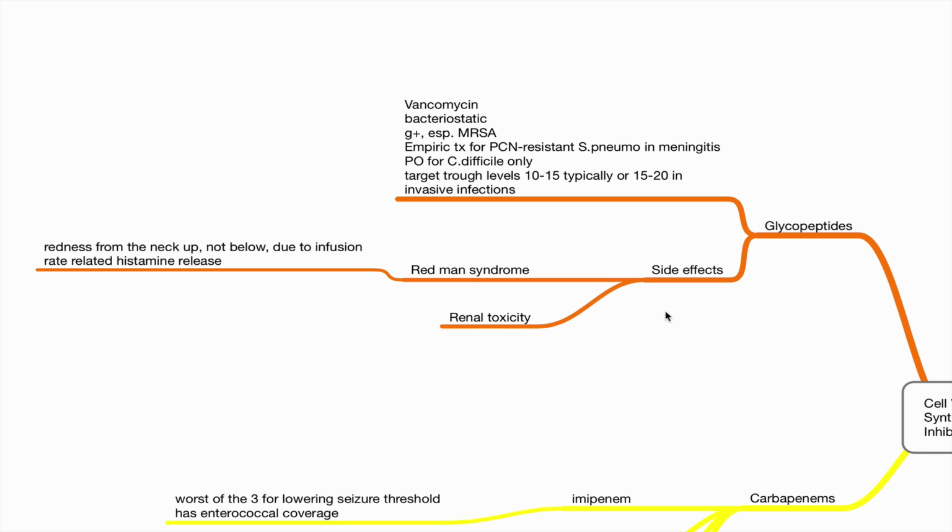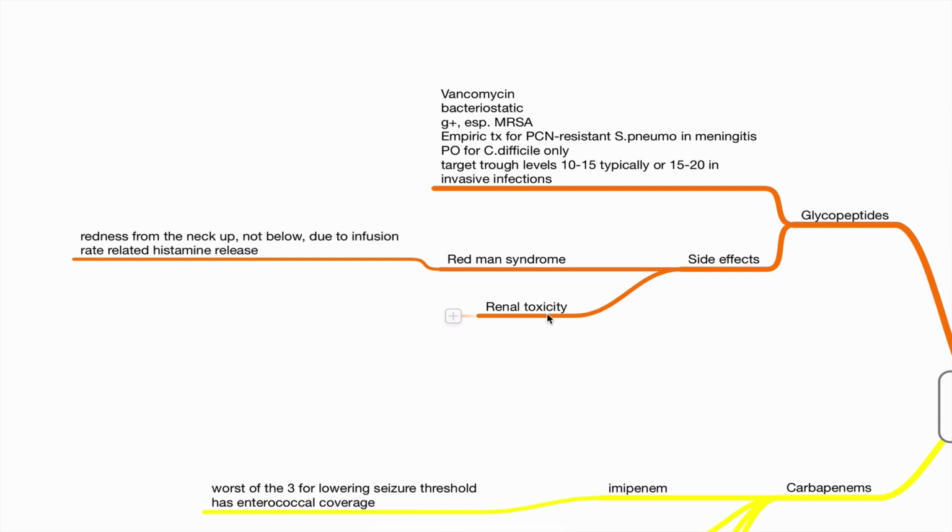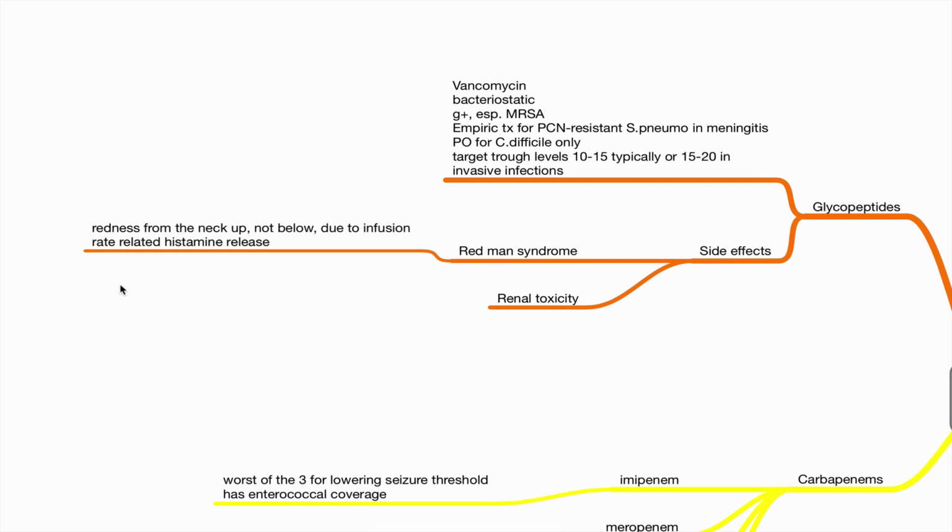For vancomycin side effects, renal toxicity is definitely a concern here. As well, red man syndrome is something that can occur. This is an infusion-related side effect where you get redness and a rash, usually from the neck up, so really involving the face, but not below that, and it's due to rate-related histamine release. If the patient does have evidence of red man syndrome, you can stop the infusion and resume the vancomycin at a slower rate.